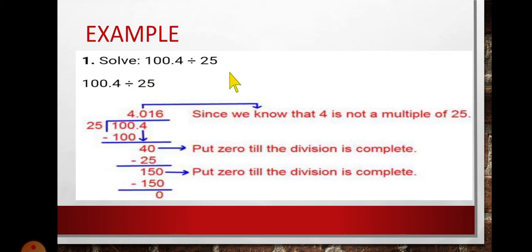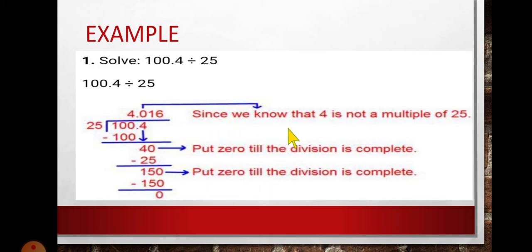100.4 divided by 25. So first of all we know that 25 fours are 100. So the whole number is divided 4 times. Now according to the rule, when we reach the decimal place, it means tenth place, then in the quotient we will insert the decimal. So now because our 100 is over, we have reached the tenth place, so in the quotient we insert the decimal like this.